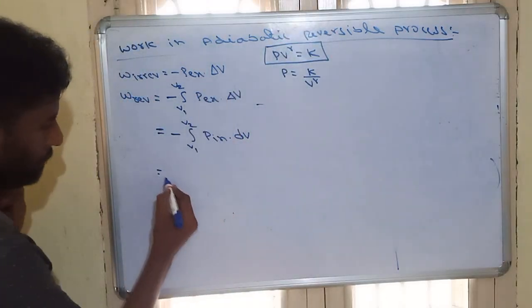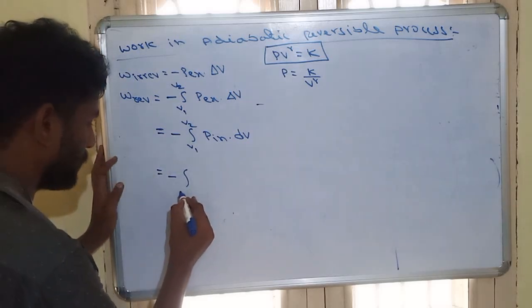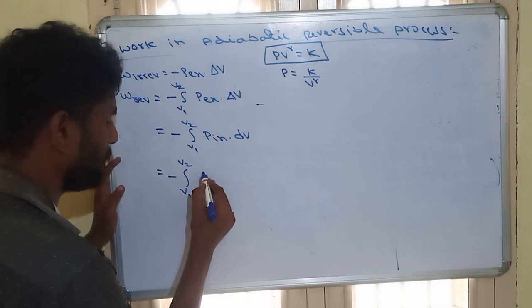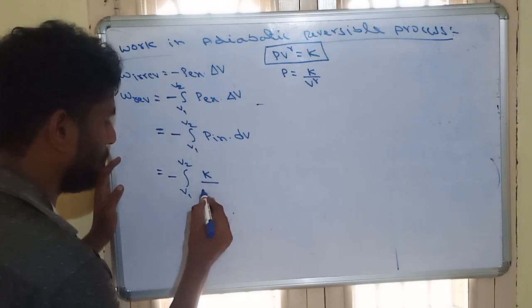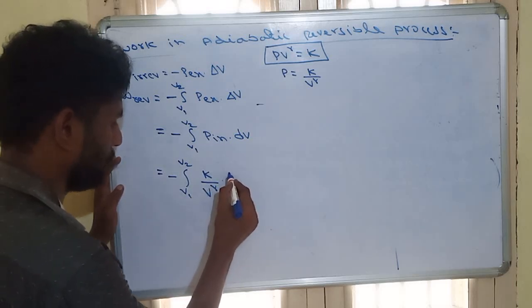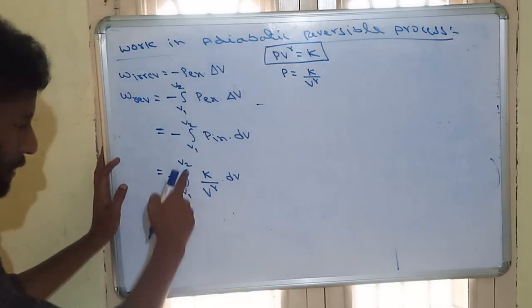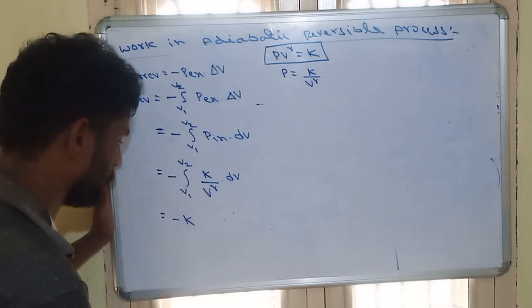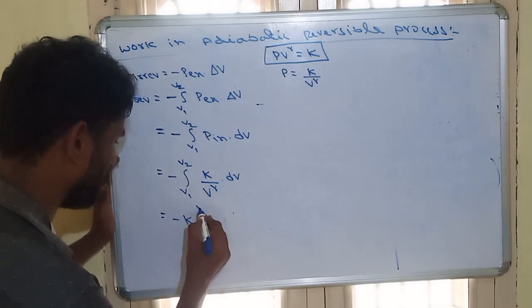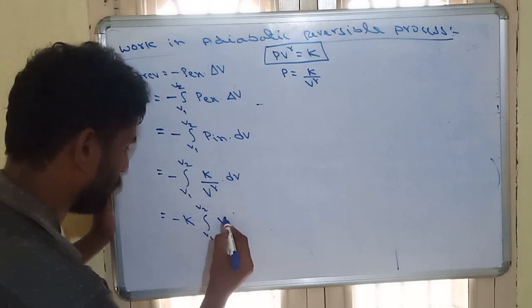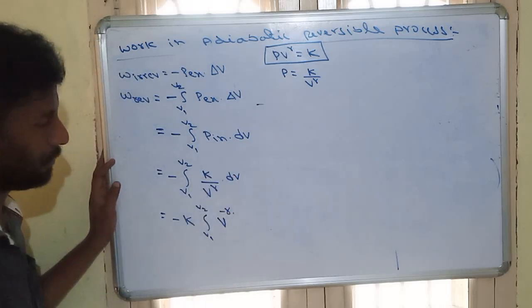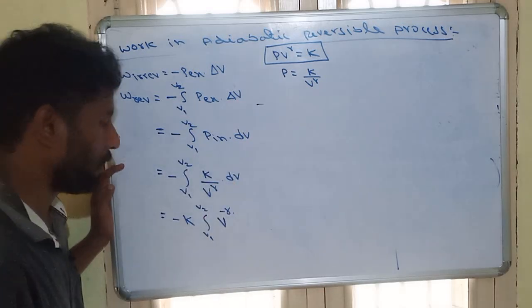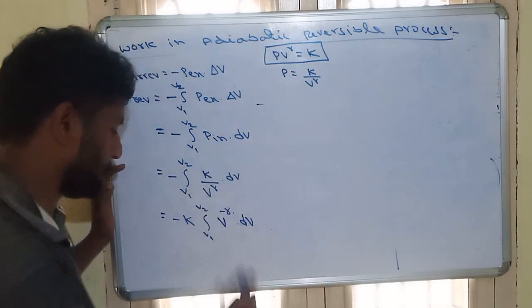We can write here minus integration of V1 to V2. In place of P, we can write K by V^gamma into dV. K is a constant, so we take it outside: minus K into integration of V1 to V2. This we can write as V^(-gamma), since V^gamma below becomes V^(-gamma) above, into dV.